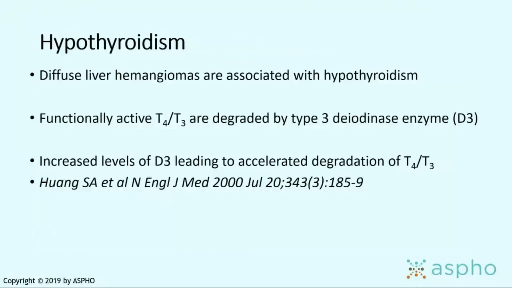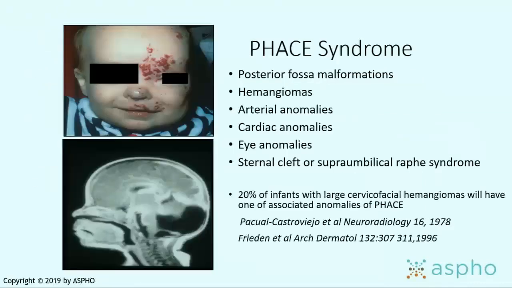The other thing that can be secondary to diffuse hemangiomas is hypothyroidism. And hypothyroidism is so significant that it can cause heart failure. And it's because these tumors are rapidly proliferating. This happens only in the liver, which is very interesting. And functionally, there was an endocrinologist that actually took this infant and figured out what the issues were. So the active T4 and T3 is degraded by type 3 deiodinase enzyme. And so whenever you see a patient that has multiple hemangiomas in the liver, you always have to check thyroid hormone and thyroid function.